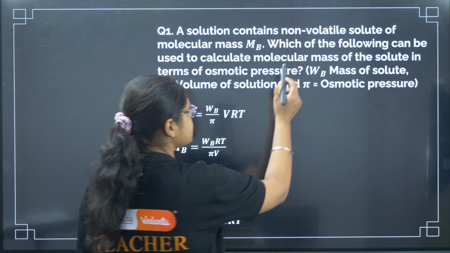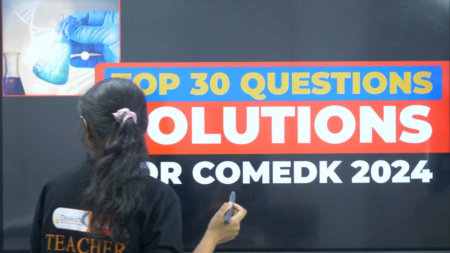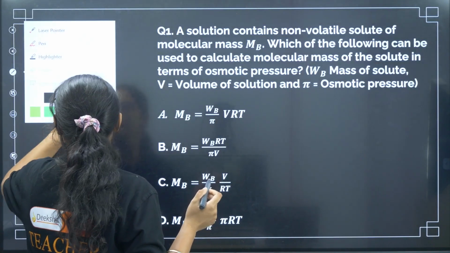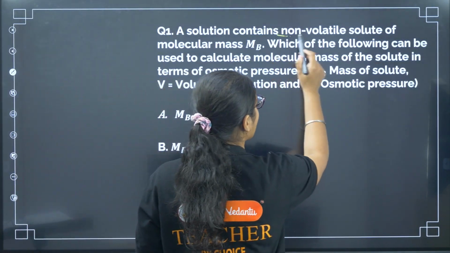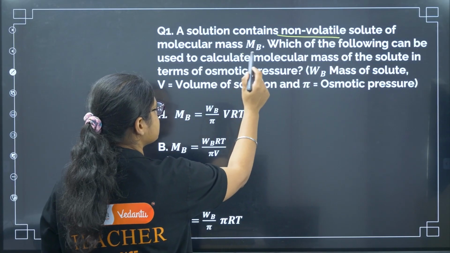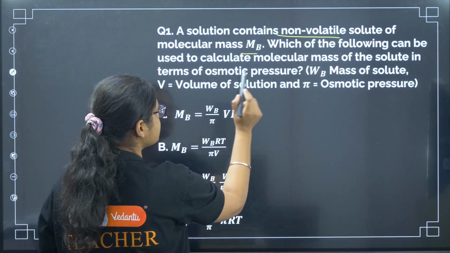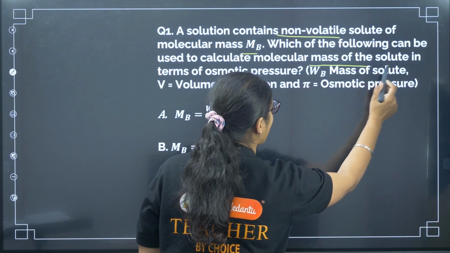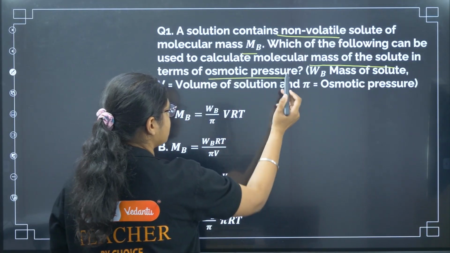A solution contains a non-volatile solute of molecular mass Mb. Which of the following can be used to calculate the molecular mass of the solute in terms of osmotic pressure?